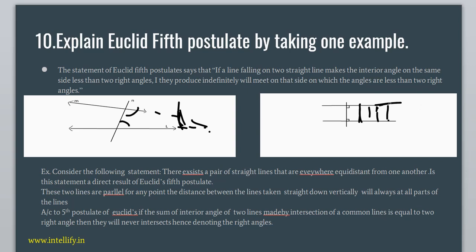So it is their property that they will never meet. Hence, it is a result of Euclid's fifth postulate directly.